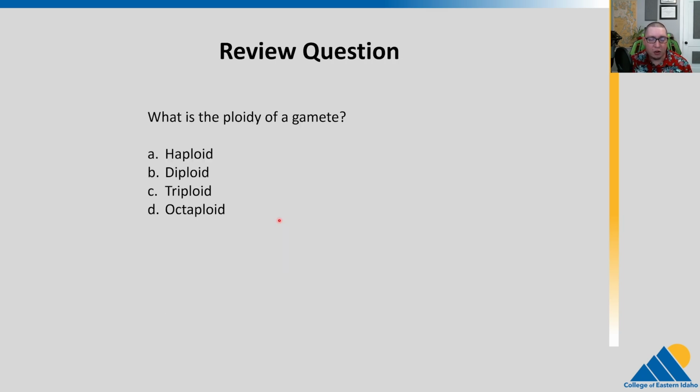All right, let's do a review question before we finish this chapter. So what is the ploidy of a gamete? Go ahead and pause the video. Think about this. The ploidy of a gamete is haploid. Now, for us, we're going to think of that as 1N because in all our examples, we're going to focus on diploid multicellular organisms with haploid gametes that are 1N.